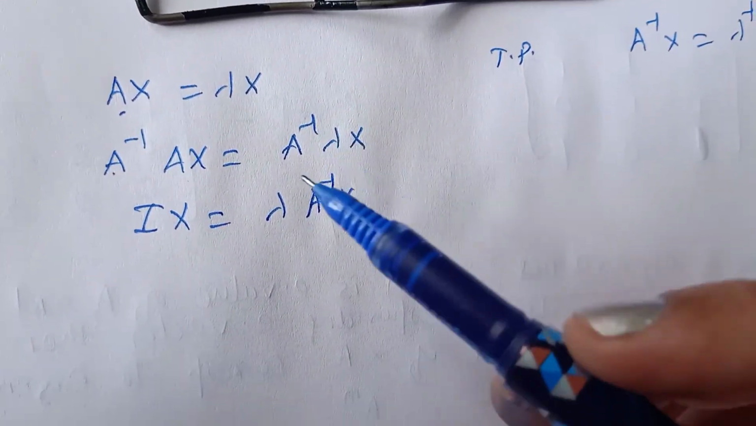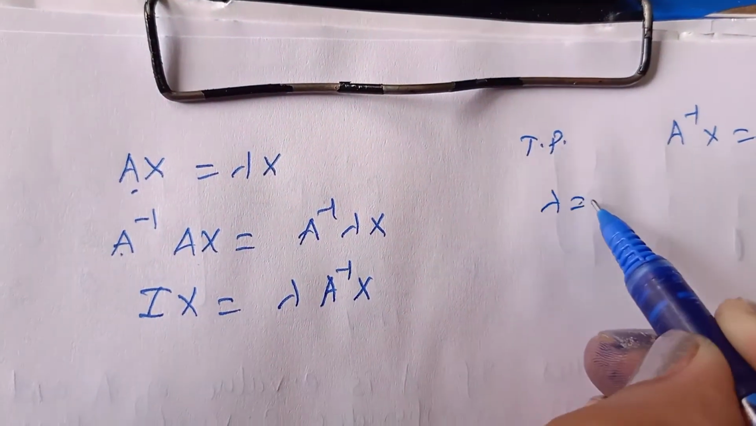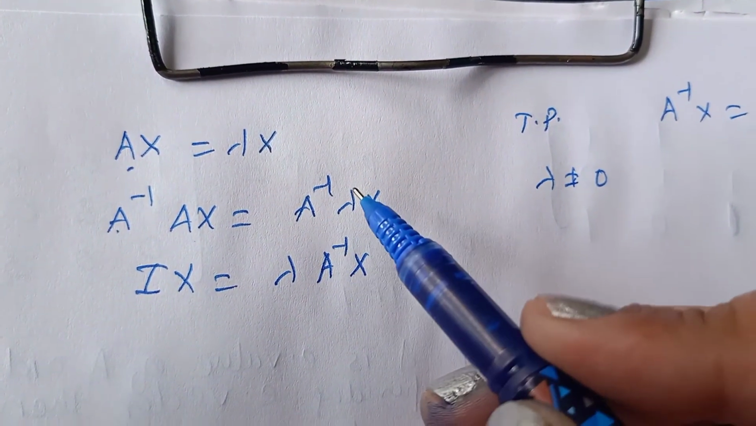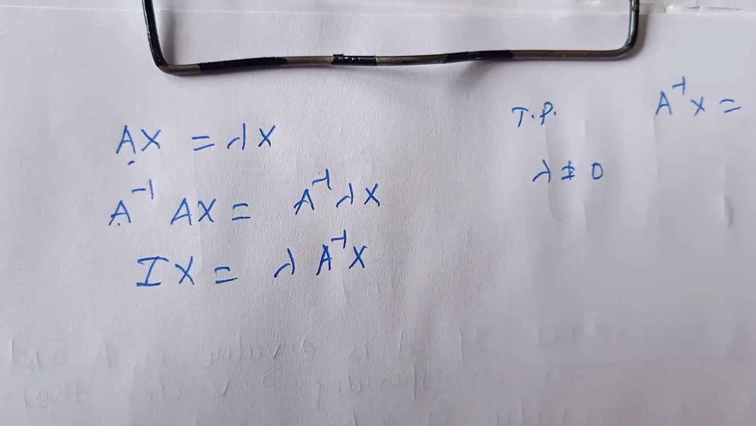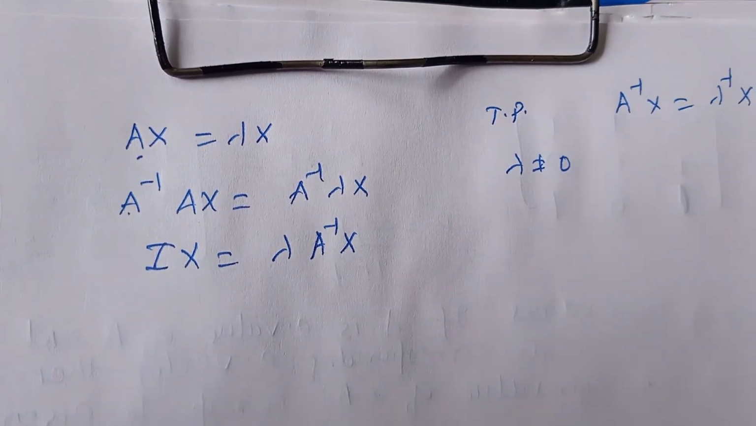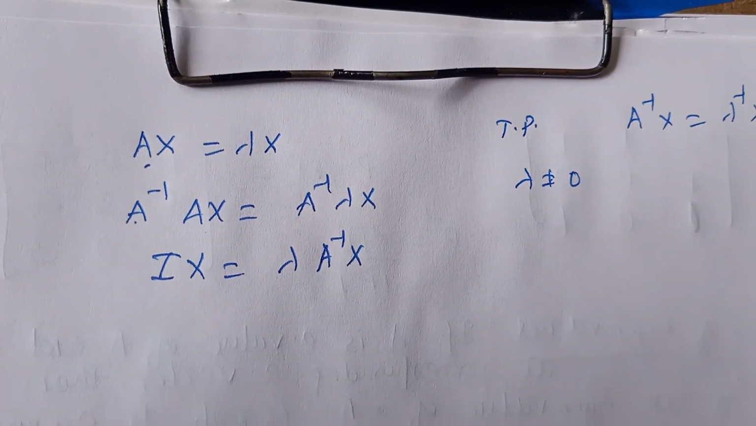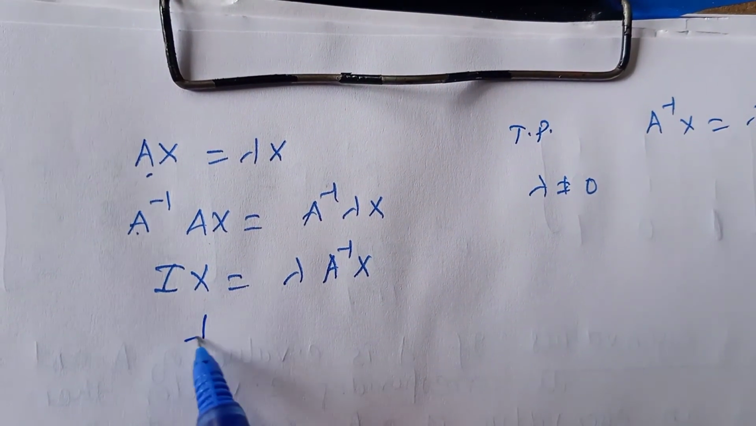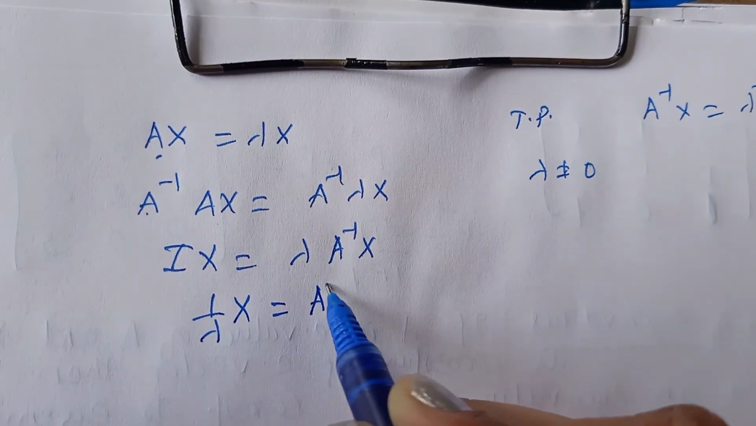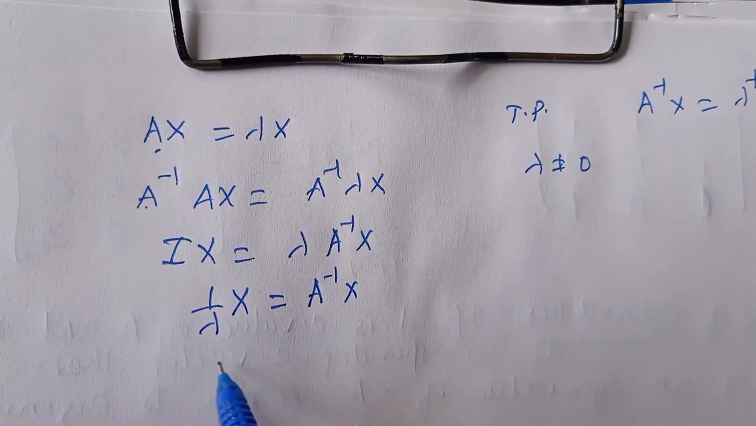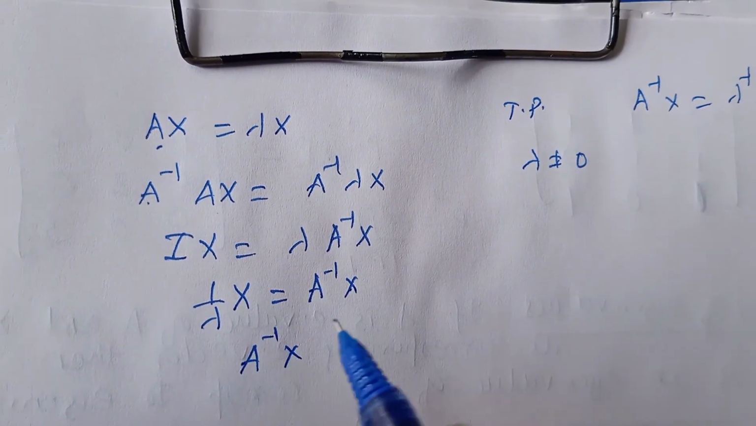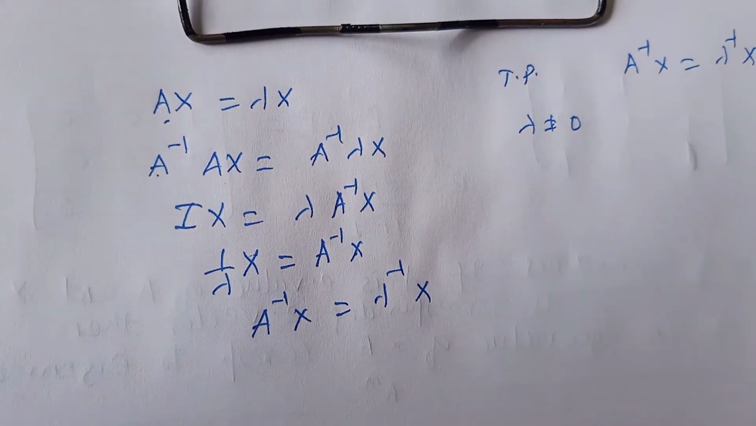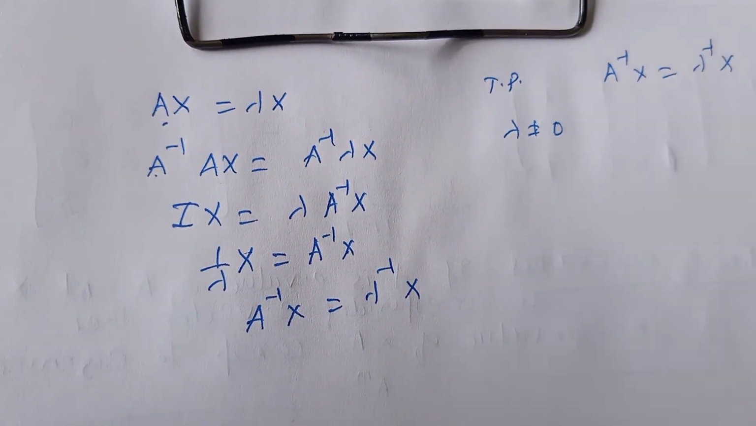Now to prove this property, this lambda has to be non-zero. It obviously will be non-zero because the inverse exists only for those matrices whose eigenvalues are non-zero. And if a matrix has a 0 eigenvalue, then its inverse won't exist. So the denominator can't be 0. So take this lambda on the other side. So this is 1 by lambda A inverse x, or simply, if I write this term here, A inverse x is equal to lambda inverse x. So that was all we needed to prove. So this property number 4 is done.